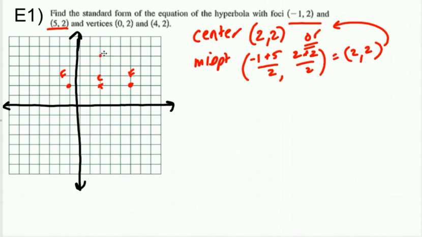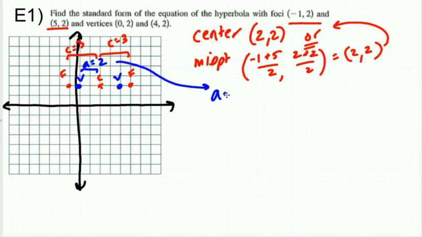So I can tell visually that c is 3, right? Because it's 3 units on either side of the center to get to the focus. I know that the vertex is at (4, 2), that's one vertex, and that the other one is at (0, 2), right? So I can see that my a is 2.